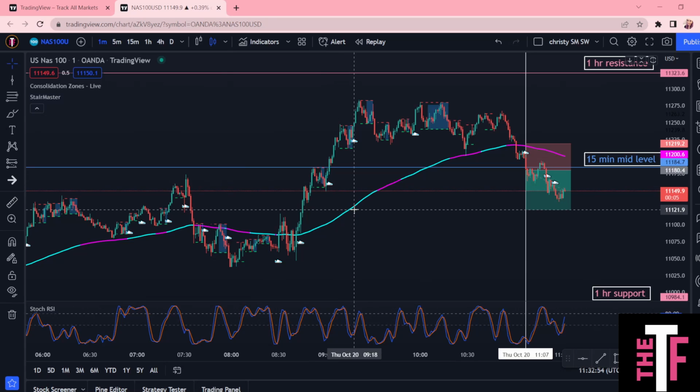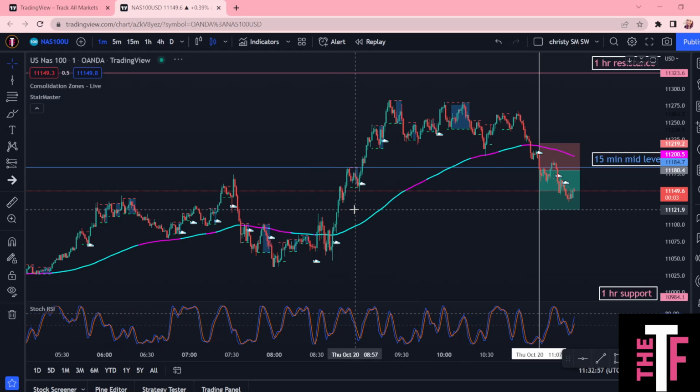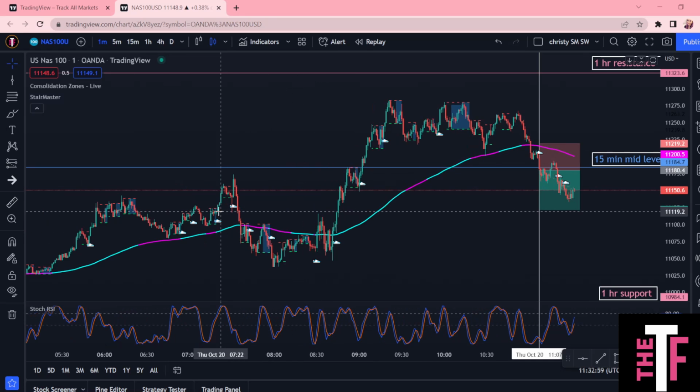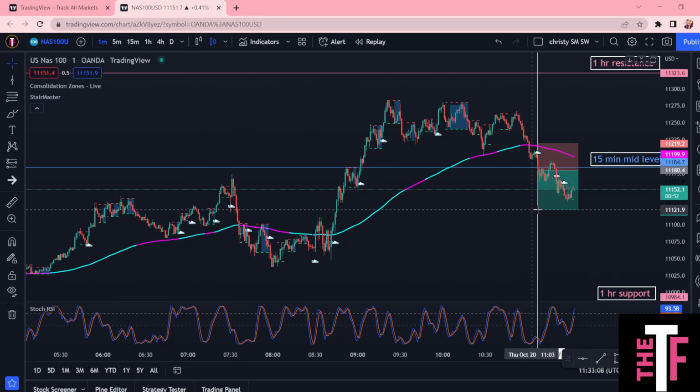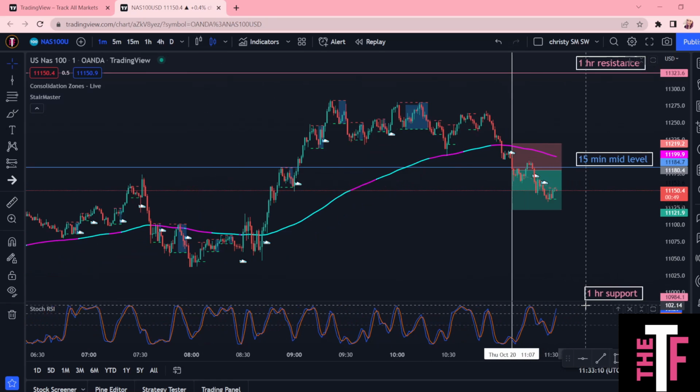Is there a high enough probability? I want to see that there's a decent amount of price action at that area. And there is. There's definitely a lot of price action in here. There's a nice wick down here. So I'm more than okay with this area as a potential take profit.